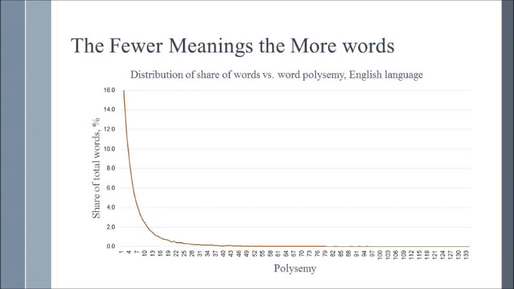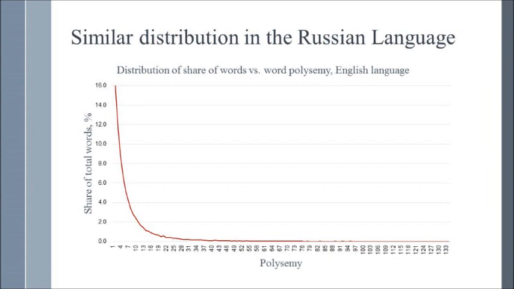This study demonstrated that the vast majority of English words in the subset have low polysemy. In fact, the polysemy of 78% of these words is less than or equal to 10. This figure shows the polysemy distribution of English words in the subset. A similar distribution is observed in the Russian subset. More than 80% of all words of the subset have polysemy less than or equal to 10. The polysemy distribution for the Russian language is shown in the figure.